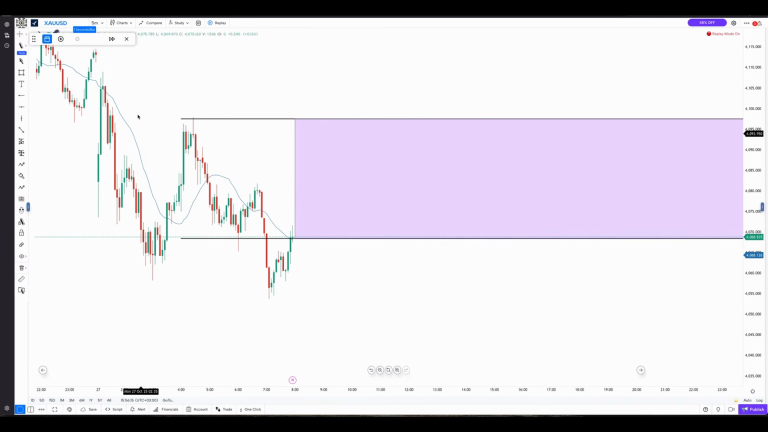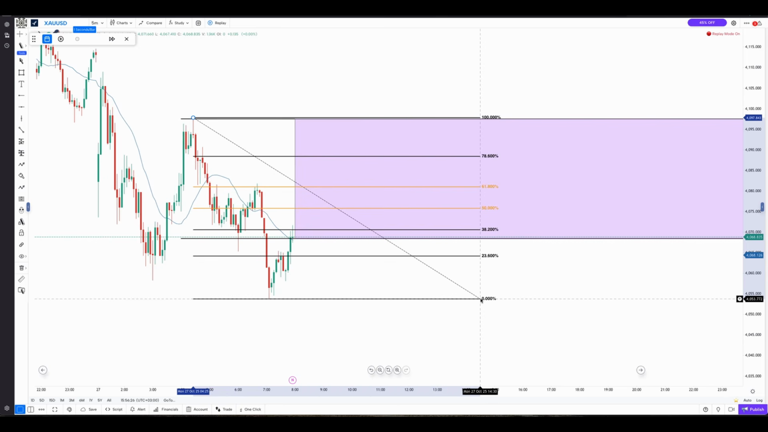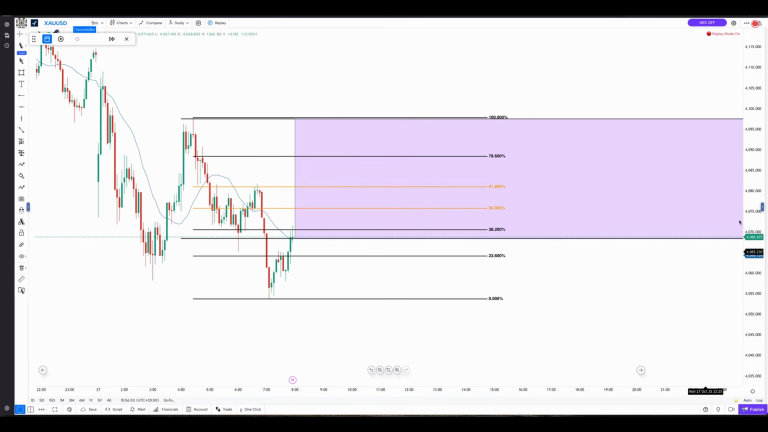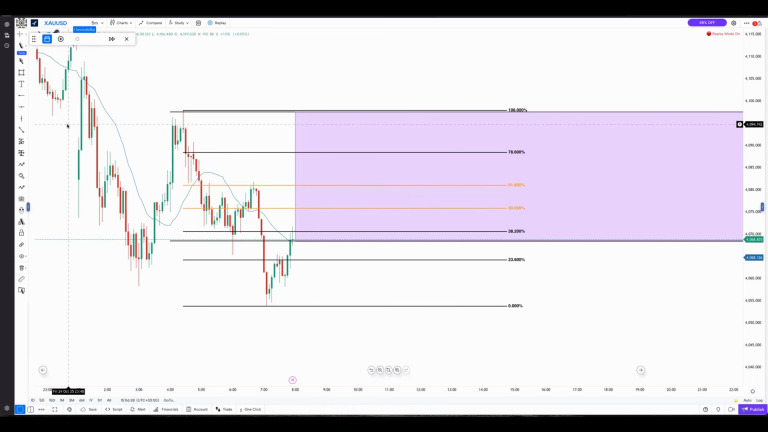So what I'm going to do now is plot a Fibonacci from this high here to this low down here, and then I'm going to stretch this to the front like this. Okay, so I want you to notice where those two golden lines are. That is the golden area for Fibonacci. That's where I want to trade around. So I'm going to play along and see.